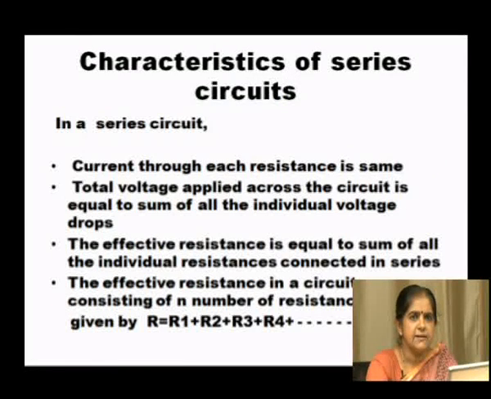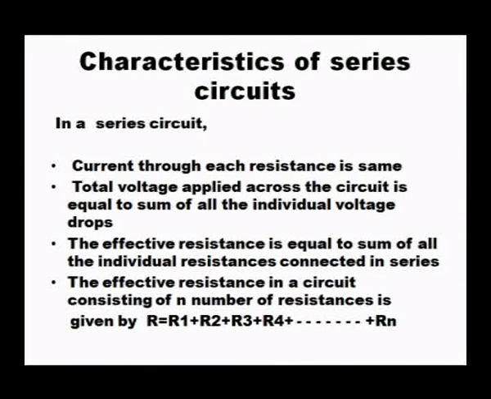The characteristics of series circuits are: in a series circuit, the current through each resistance is the same. The total voltage applied across the circuit is equal to the sum of all the individual voltage drops. The effective resistance is equal to the sum of all the individual resistances connected in series, and the effective resistance in a circuit consisting of n number of resistances is given by the equation R is equal to R1 plus R2 plus R3 plus R4 plus up to Rn. So, it is nothing but the algebraic sum of all the resistances which are connected in series.